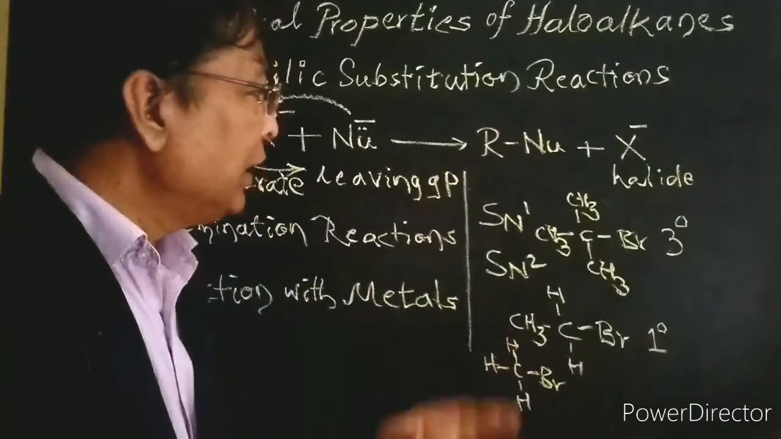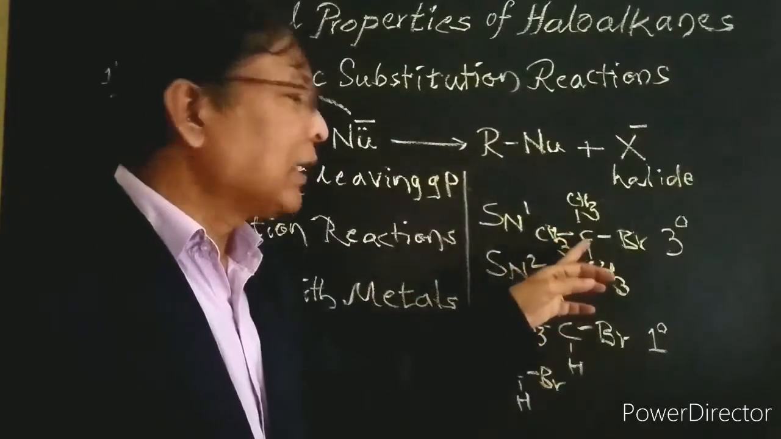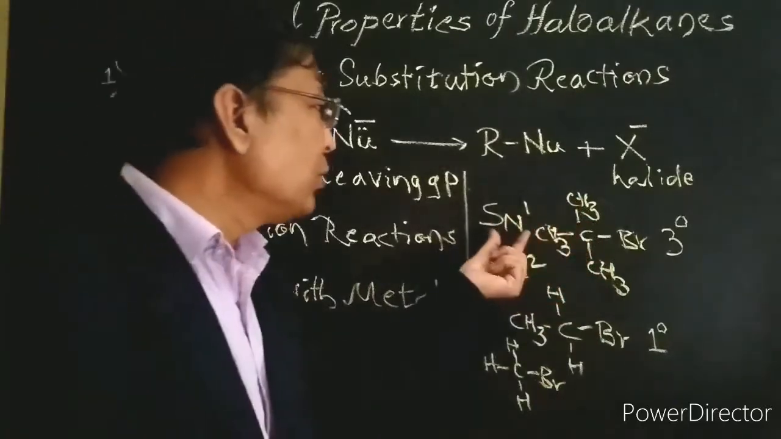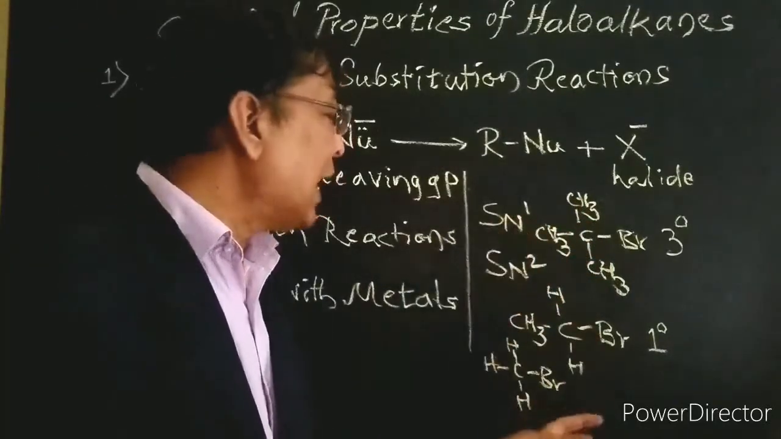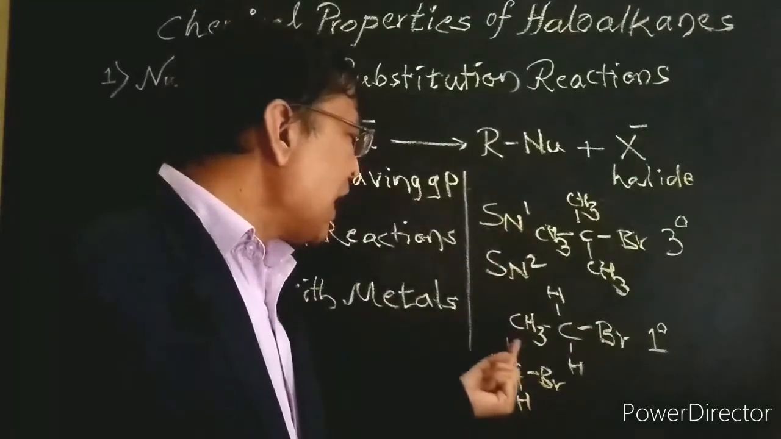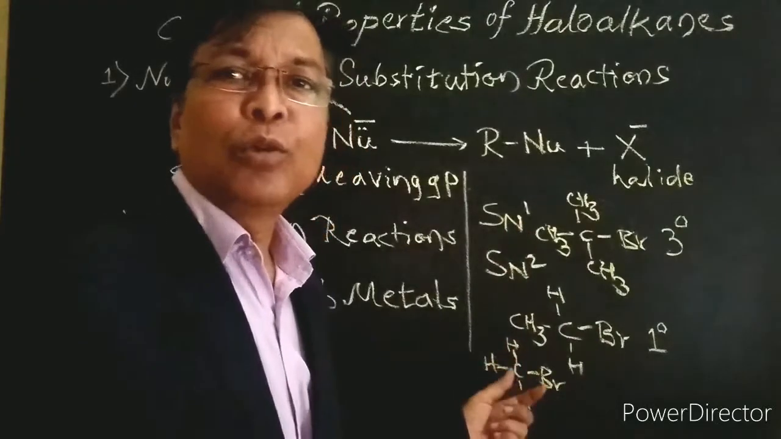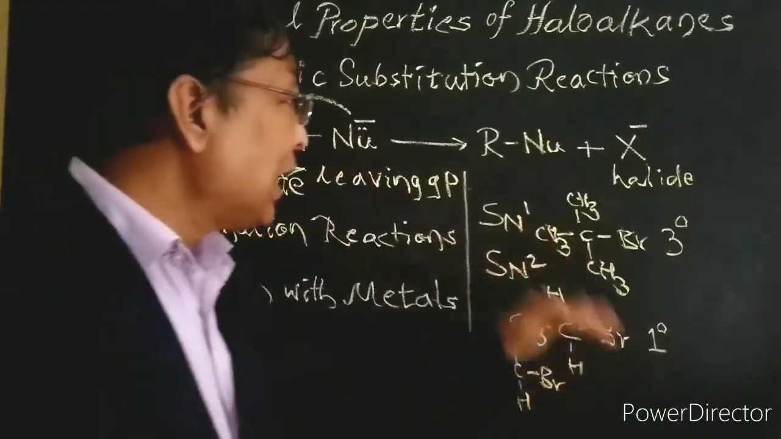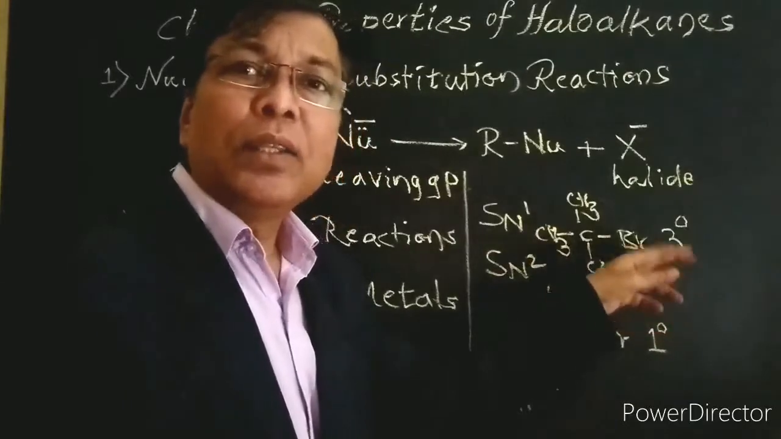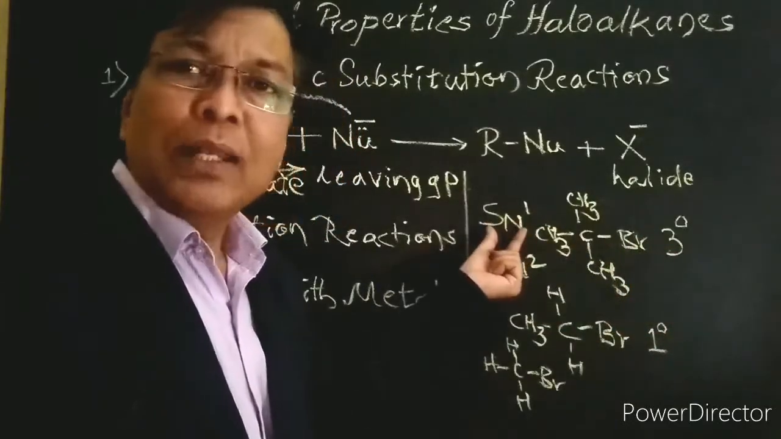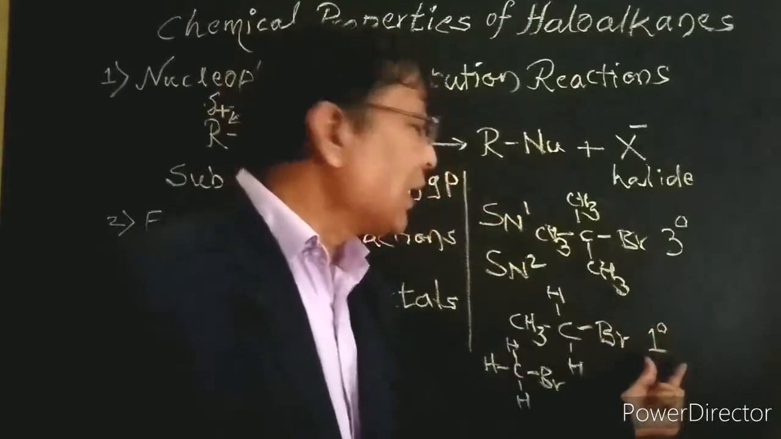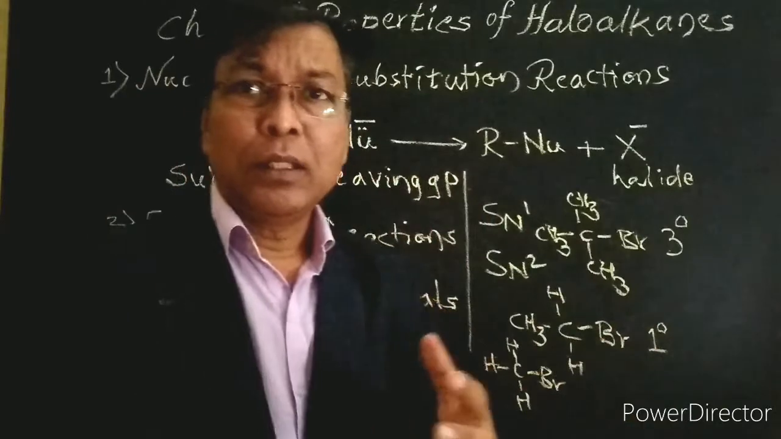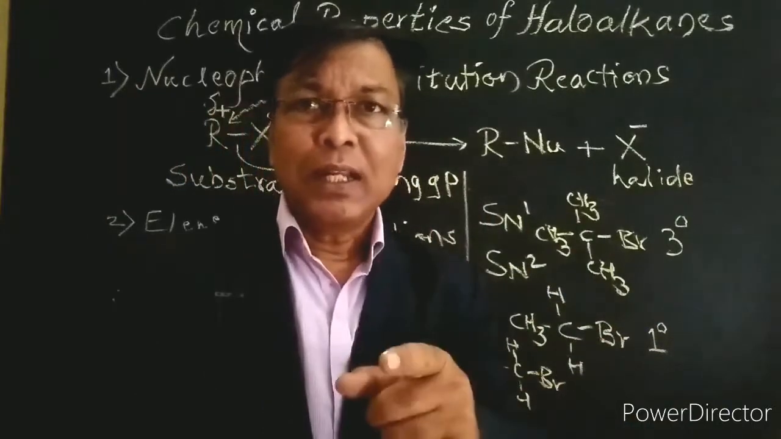That means, if bulkier groups are present on the carbon atom, then the nucleophilic substitution reaction takes place according to the Sn1 reaction mechanism, and if simple atoms are present on the carbon atom, then it takes place according to the Sn2 reaction mechanism. In other words, tertiary alkyl halides undergo the Sn1 reaction mechanism, and primary alkyl halides follow the Sn2 reaction mechanism path. Then the question arises, what about the secondary alkyl halides?